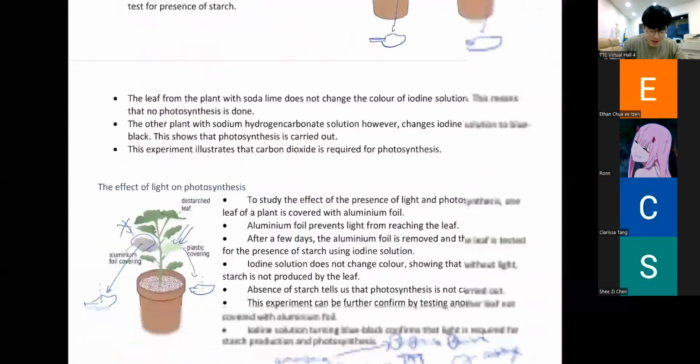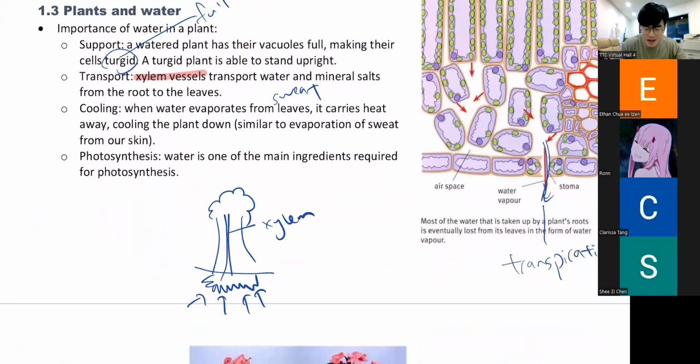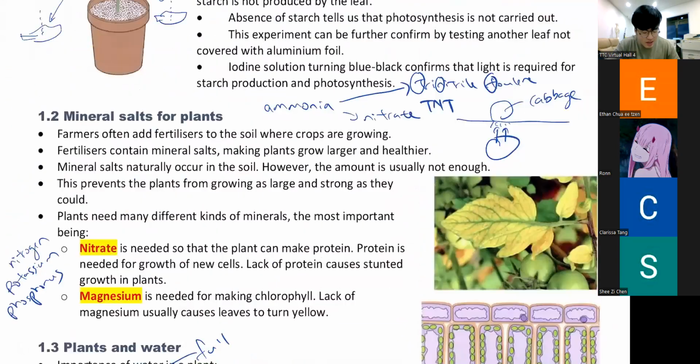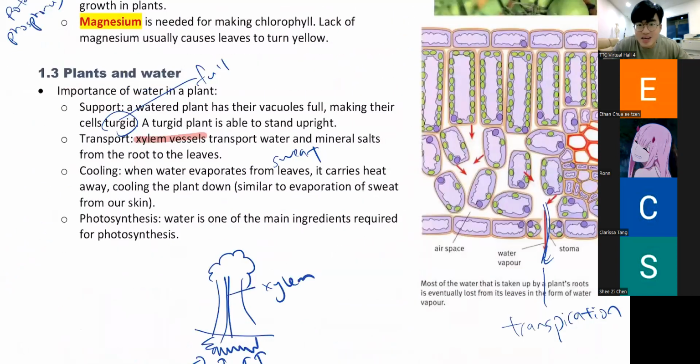Okay, Terence, are you okay? So far, are you okay? I know you came in late. Basically, we learned mineral salt and we learned water. Are you fine? Okay, sure.